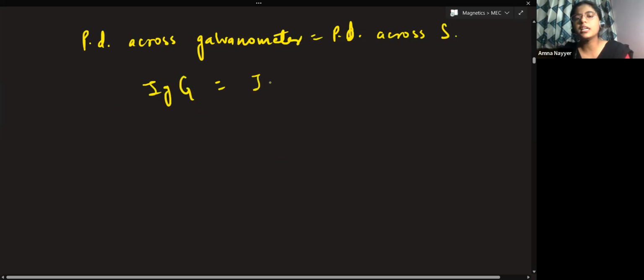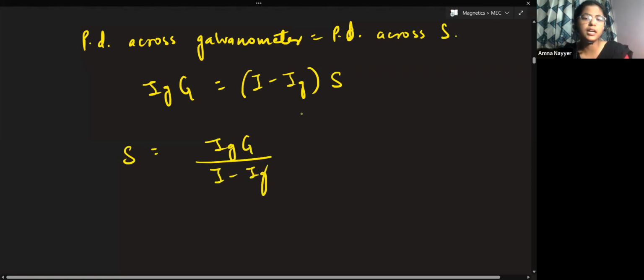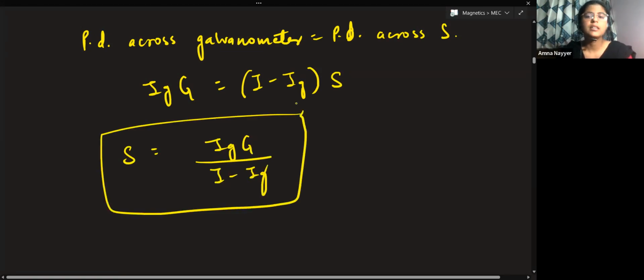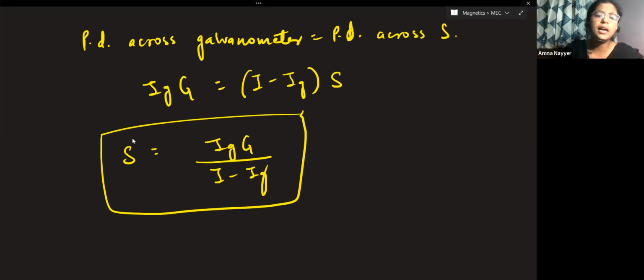Across the shunt, the current flowing is I minus Ig, and that gives the value of the shunt. So what's the value of shunt that you'll get? IgG divided by I minus Ig. This is how you will convert a galvanometer into an ammeter.